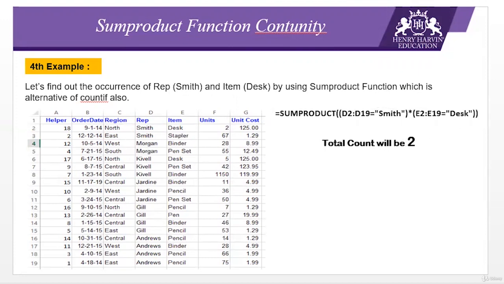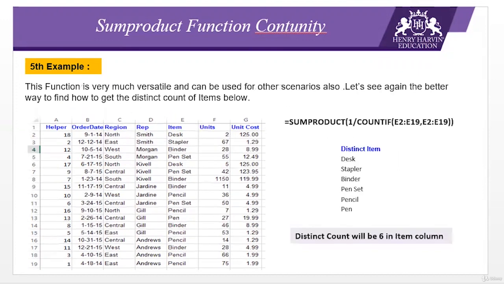So now you see the next one. Fifth example I'm showing you. This function is very versatile, can be used for other scenarios also. Let's see the better way to find out how to get the distinct count of items below. You can see in the item we have repeated values. Desk is repeated multiple times, and stapler is there, pen set is there, pencil is there, and binder is there. This is the table where we have defined we have 6 unique values. But if we have to use the SUMPRODUCT function, how can we find out the unique values?